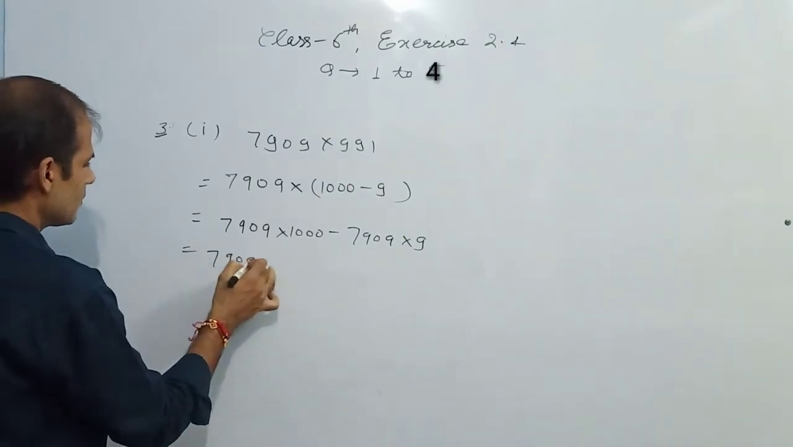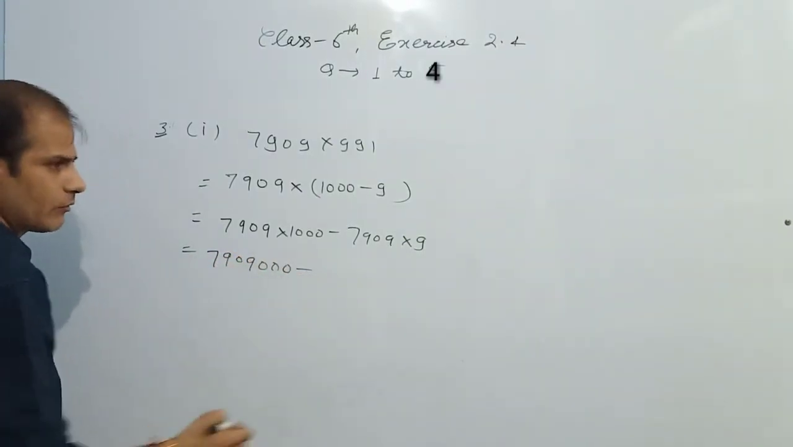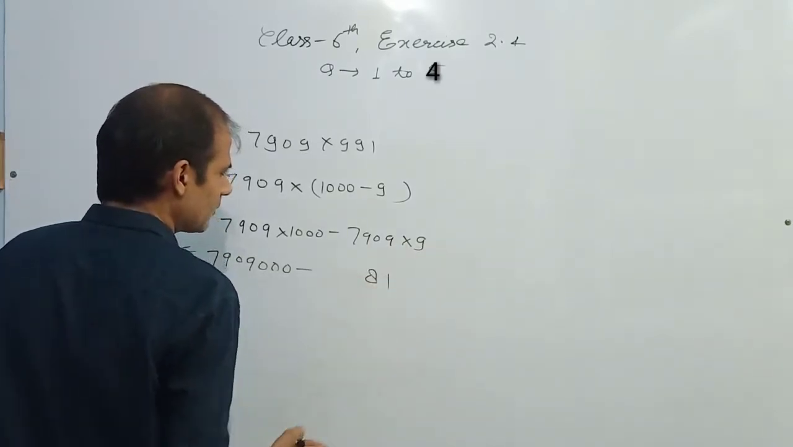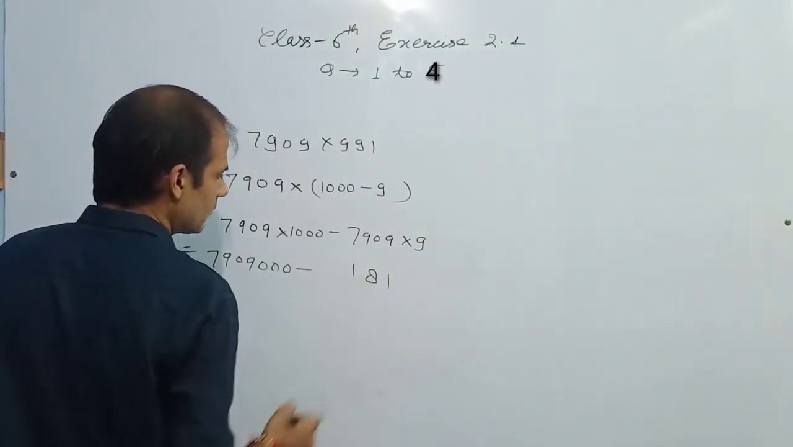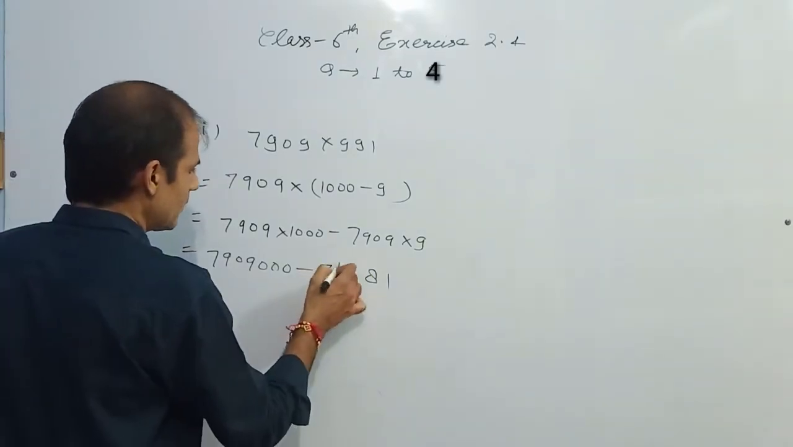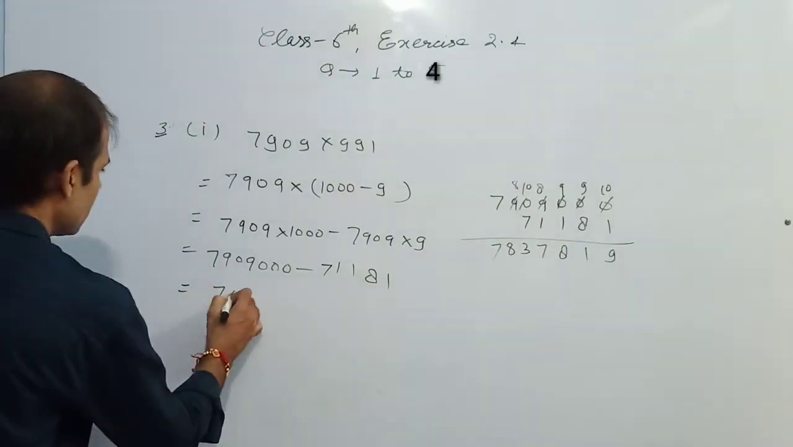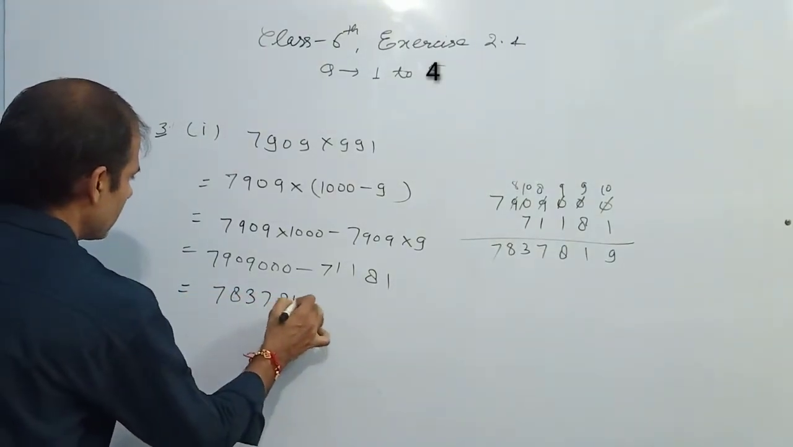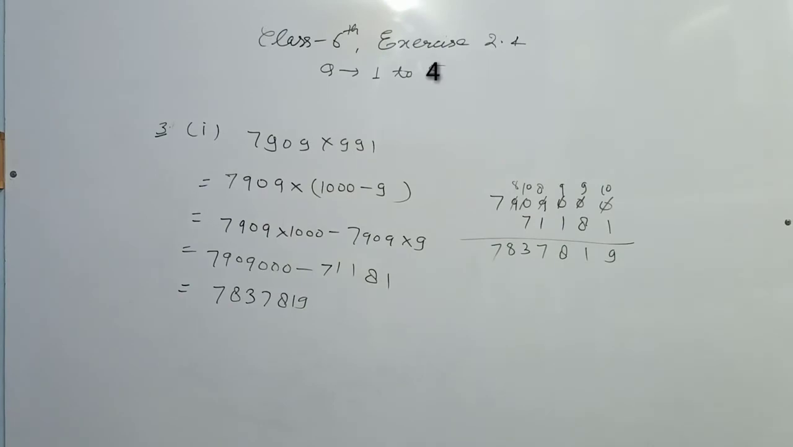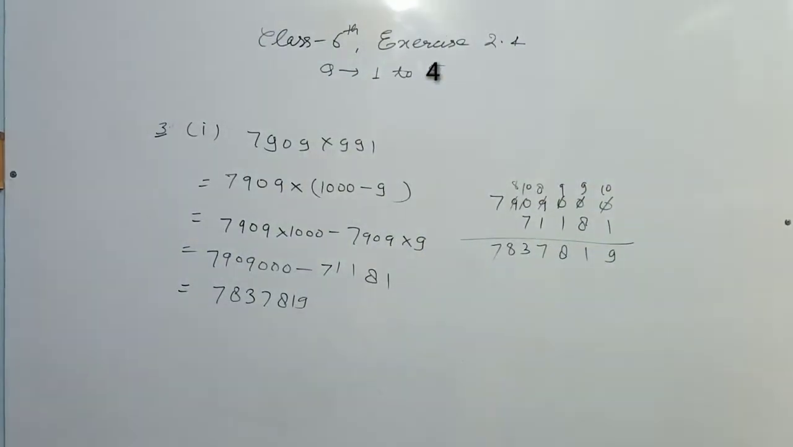Now it is 7909,000 minus, you have to multiply these: 9 9s 81 and 9 9s 81, 8 carry, 9 7s 63 and plus 8 is 71. You have to perform the subtraction. 7837819. Okay students, so be careful when you use the distributive property and addition or subtraction.